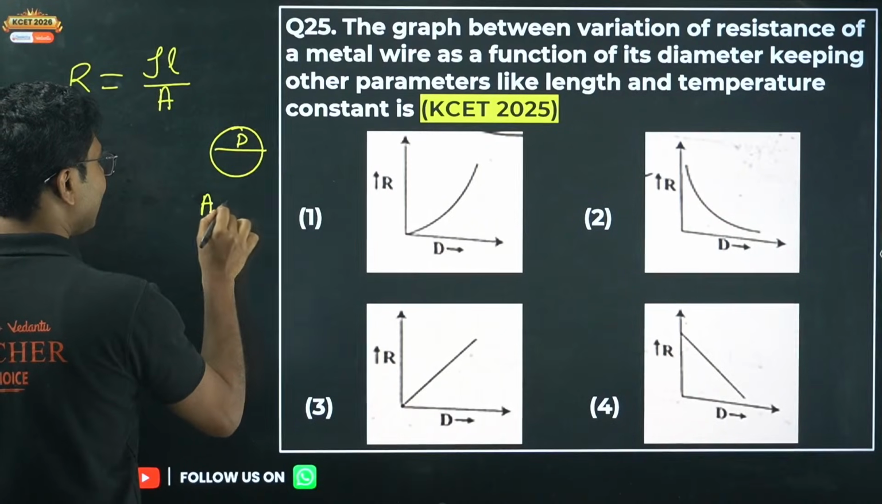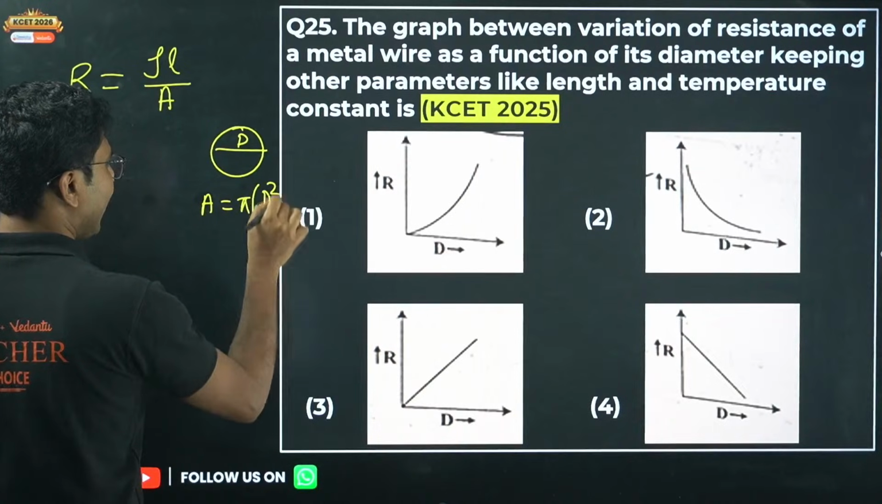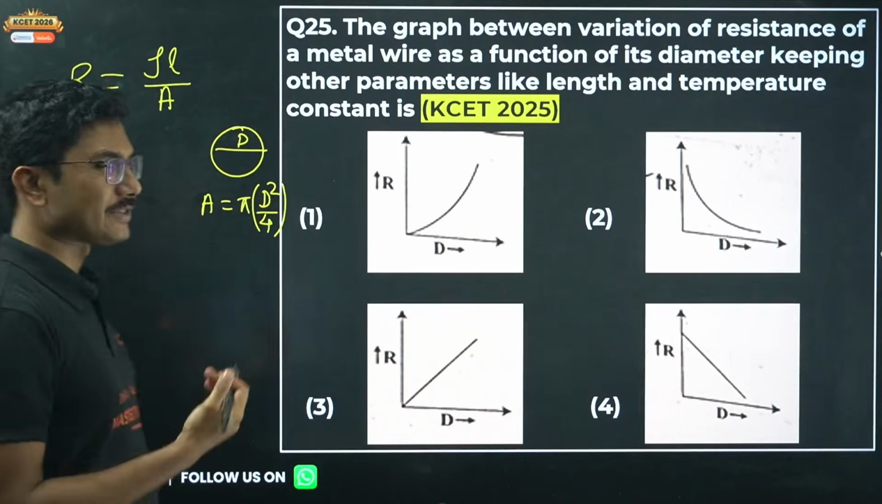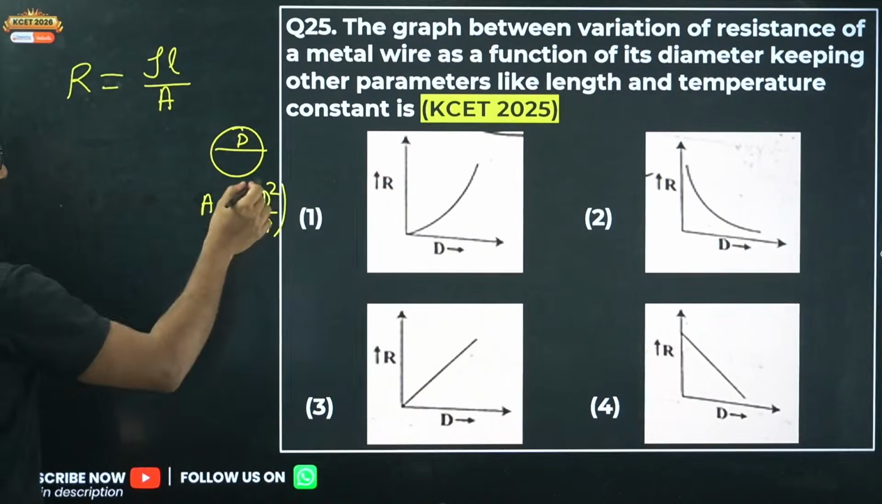So if you know the area A, this is the diameter. So area is basically pi d square by 4. Okay, area is pi d square by 4. Area of a circle is pi r square. r is d by 2. So whole square, pi d square by 4.